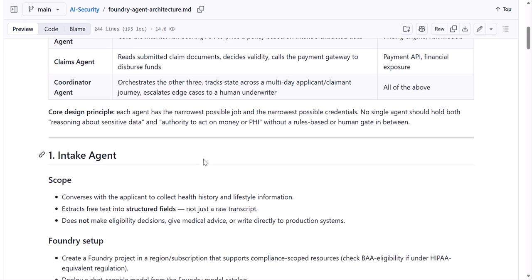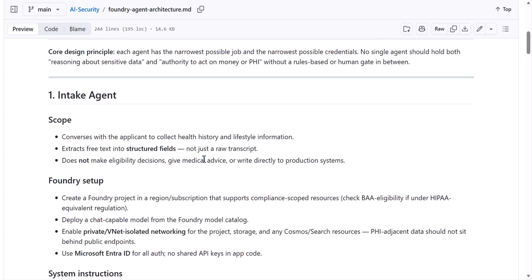Let's just touch base briefly on the intake agent. We already discussed, it converses with the applicant to collect health history and lifestyle information, extracting free text into structured fields, not just a raw transcript, and it will not make any eligibility decision. Its job is only to collect the data, right? We talked about segregation of jobs and limiting their capabilities, and it will not give any medical advice, and it will not write anything to the production systems, right?